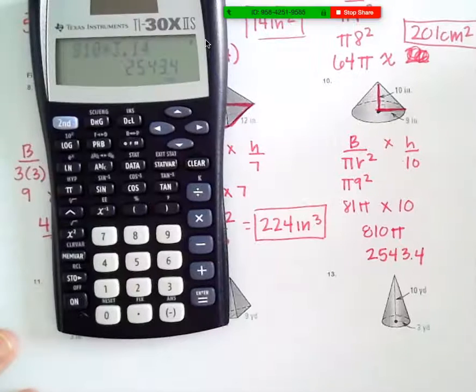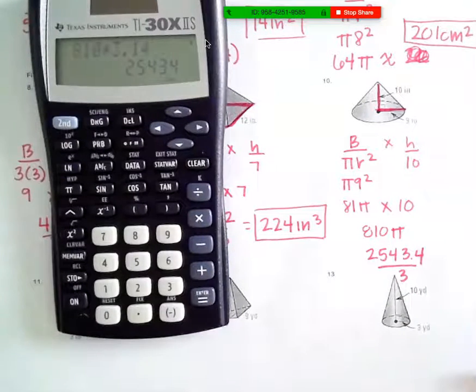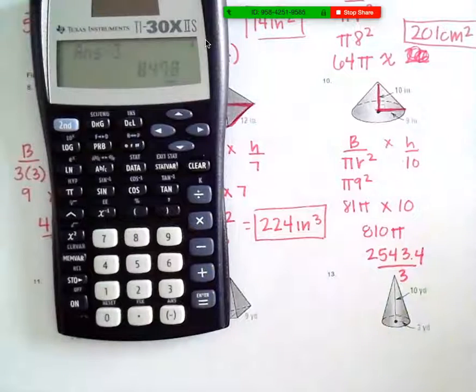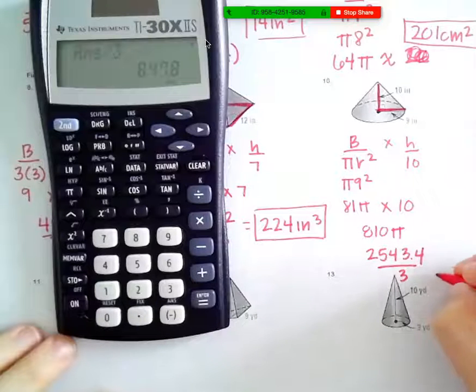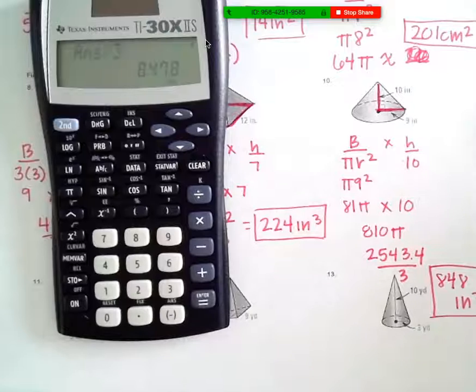Now, is that our answer? No. What do we have to do to it? We have to divide that by 3. Yes. Okay, divide by 3, folks. I got 848 inches cubed. Sure, I'll go with that. 848. We can round that way. Inches cubed. Oh, wait, you guys rounded up.